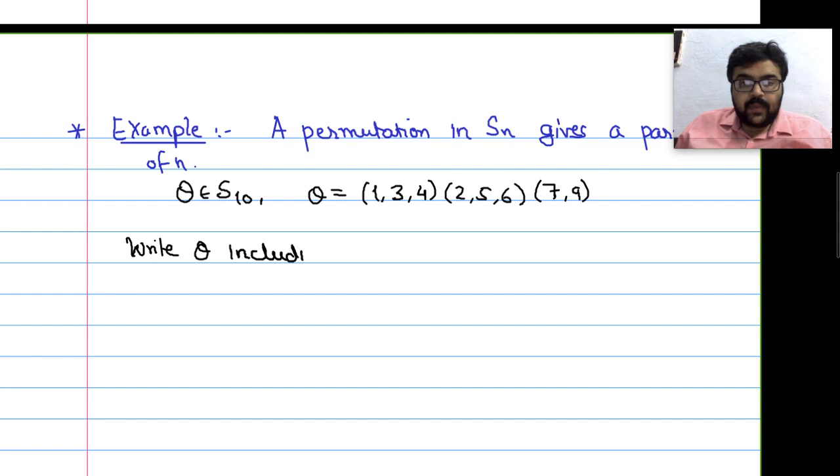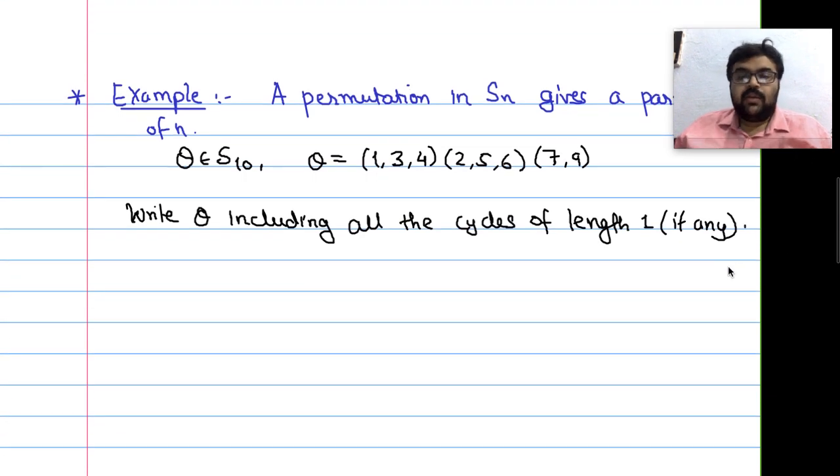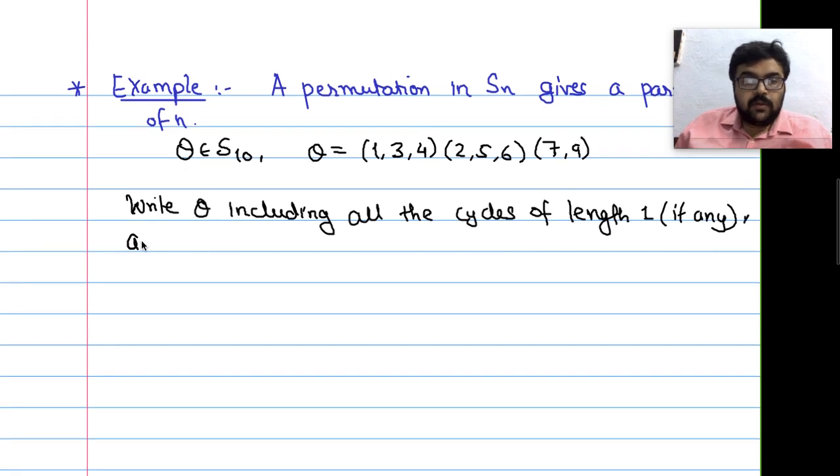So write theta including all the cycles of length 1, if any. If it does not have any 1 cycle, then it's fine. But if it has 1 cycles, we write them, including all the cycles of length 1 also, and also arranging in ascending order of the length of cycles.